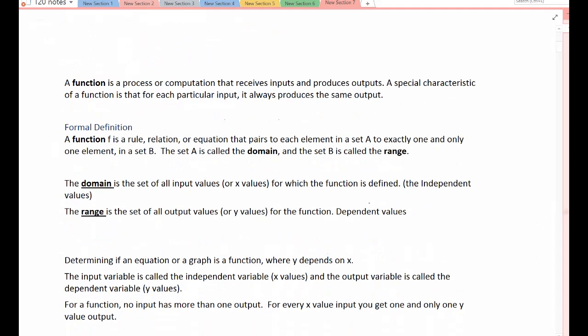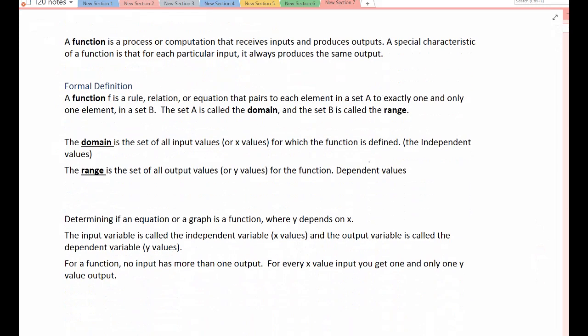All right, so to start off, what is a function? A function is a very special type of relation. So in 1.2, we talked about relations. Well, a function is a relation. It's just a very, very special type of relation. So the function is a process. So it is a process. So again, you have to do something.